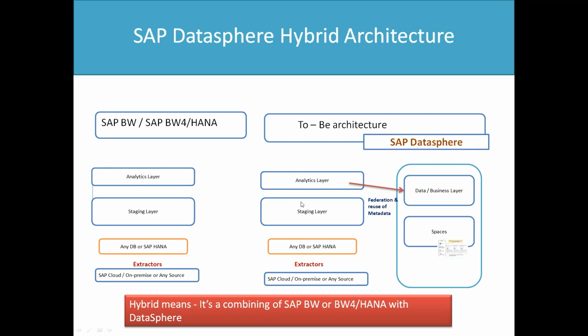And apart from it, it is going to combine with the data services functionalities. The analytics layer is going to be a data layer or a business layer, I mean to say the front end reporting layer. And there is something like spaces. Spaces are nothing but small sets of data sets, or data warehouses, created for the users by the security team whenever they want to do some analysis or similar activities. These spaces will be created by the security or the basis team. So this is about the hybrid architecture.